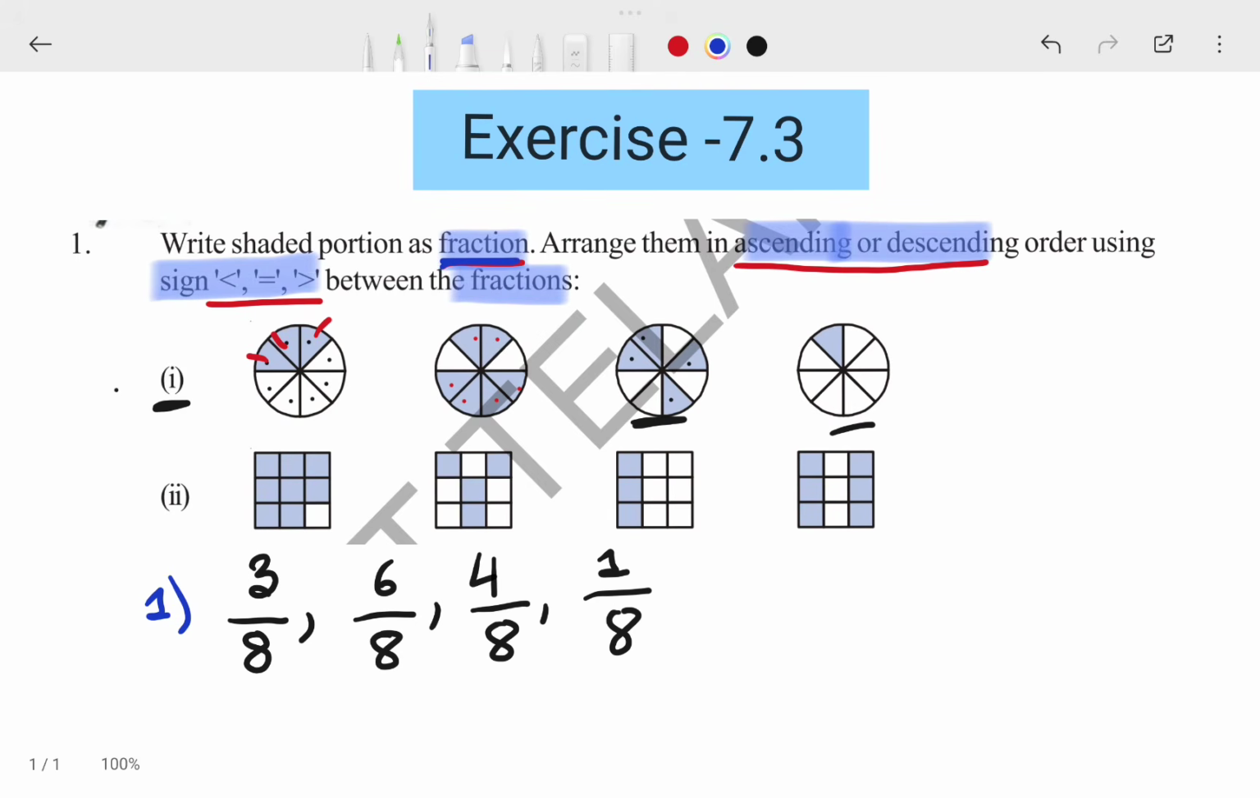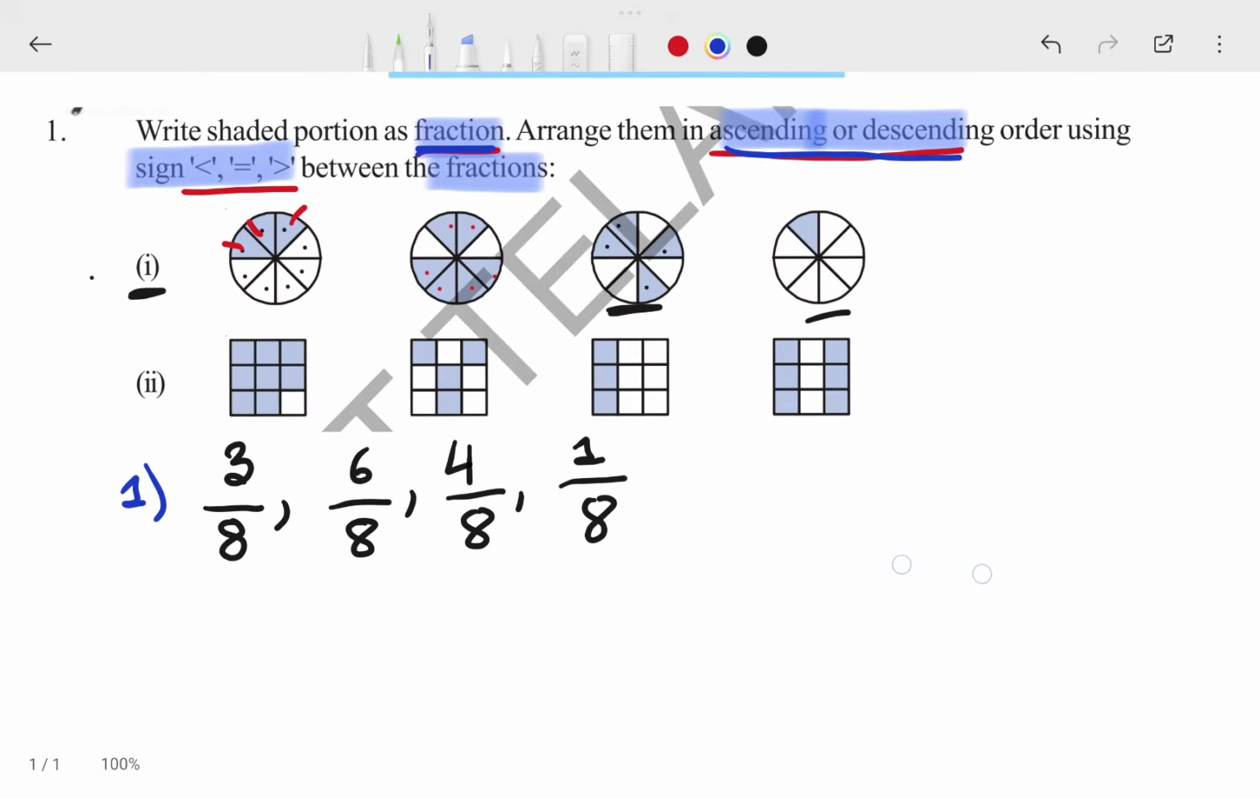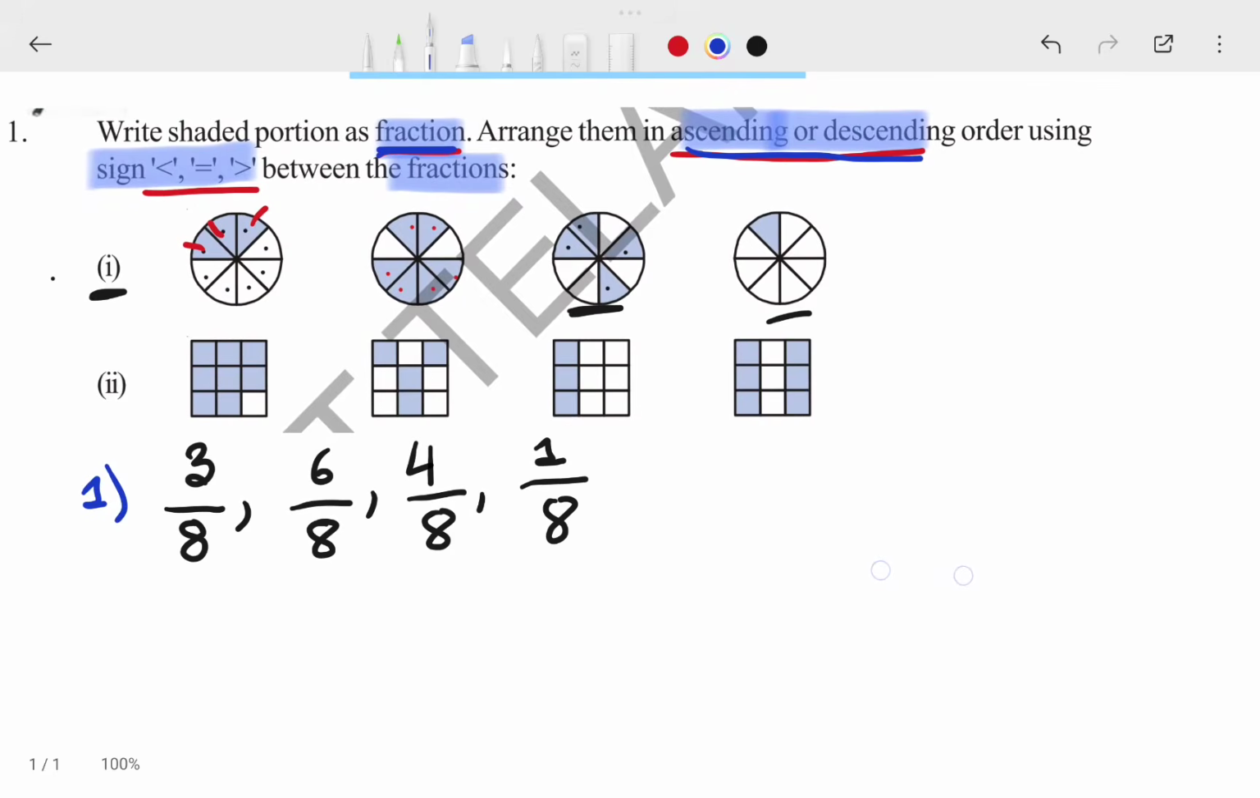Now we have to write these in ascending order and descending order. Let me show how we can write this in ascending order. So let's first do the ascending order only. I will write only the ascending order here. So we are going to write these into ascending order.